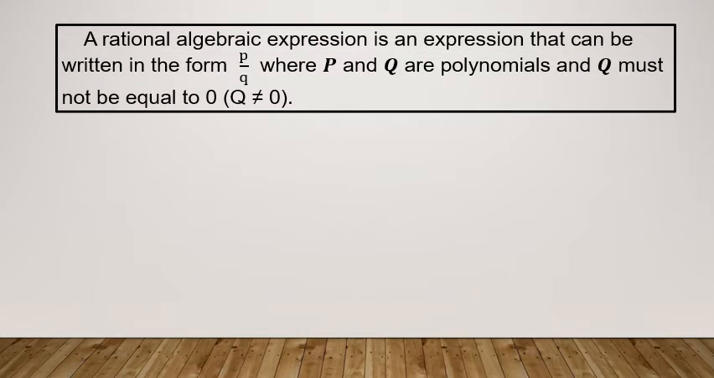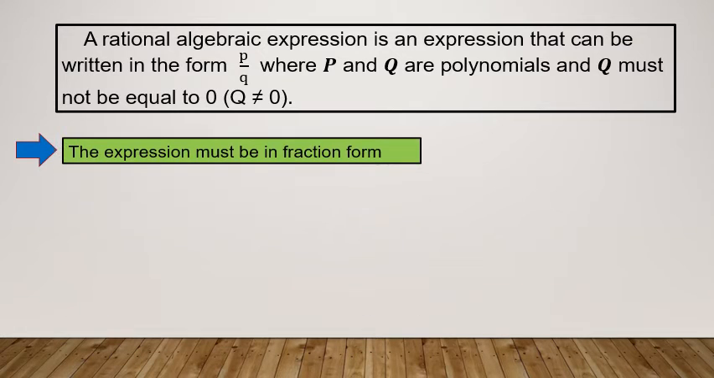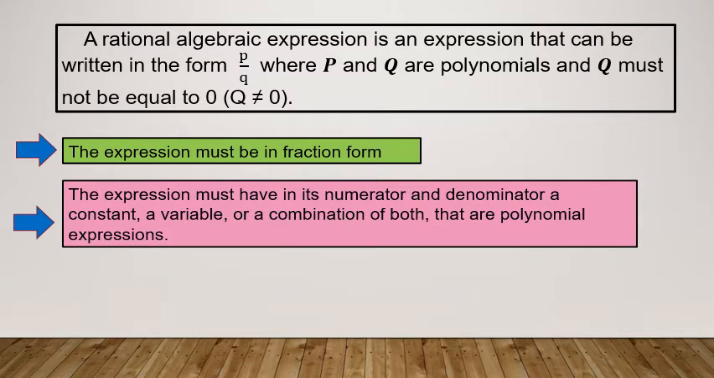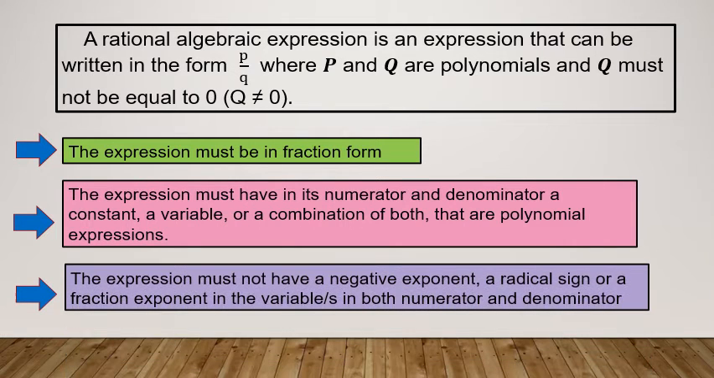A rational algebraic expression is an expression that can be written in the form P over Q, where P and Q are polynomials and Q must not be equal to 0. Take note that Q is not equal to 0. The expression must be in a fraction form. The expression must have in its numerator and denominator a constant, a variable, or a combination of both that are polynomial expressions. The expression must not have a negative exponent, a radical sign, or a fraction exponent in the variables in both numerator and denominator. So that is the rational algebraic expression.